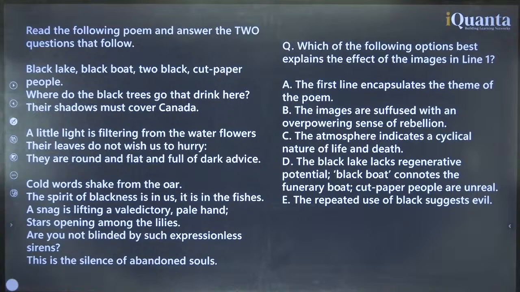Okay, so I can see a lot of answers. Let's go to the second question. Let's see. What do you feel?